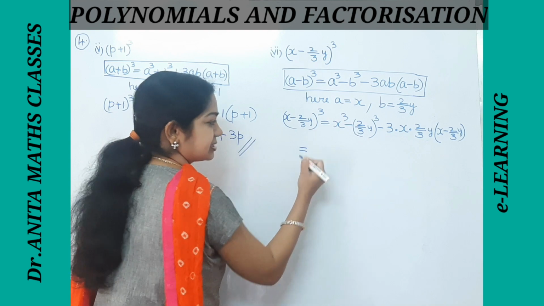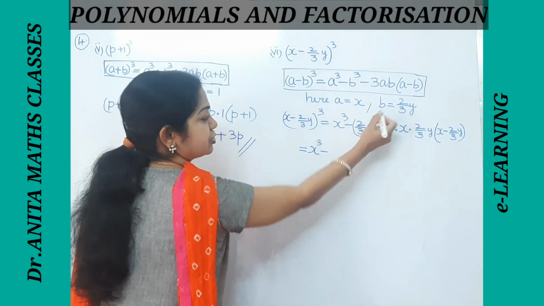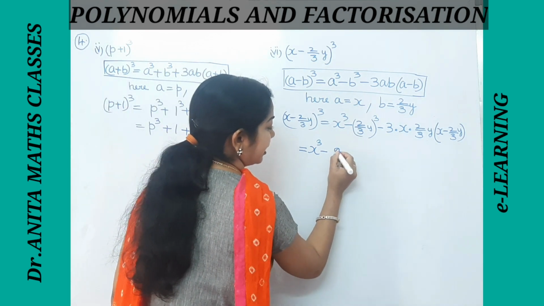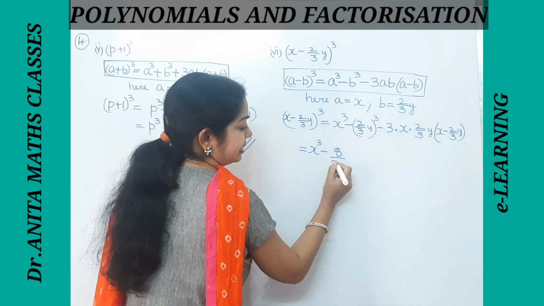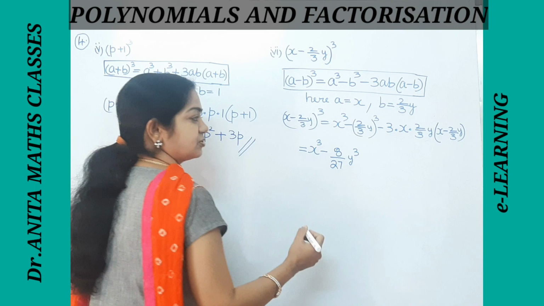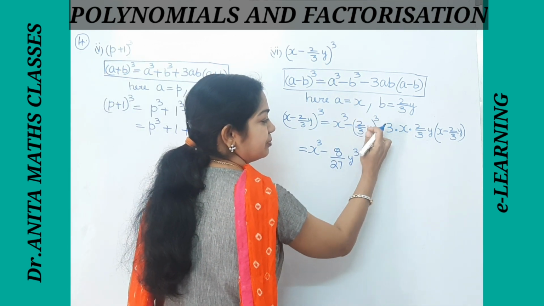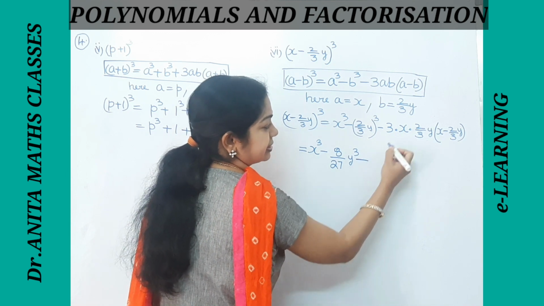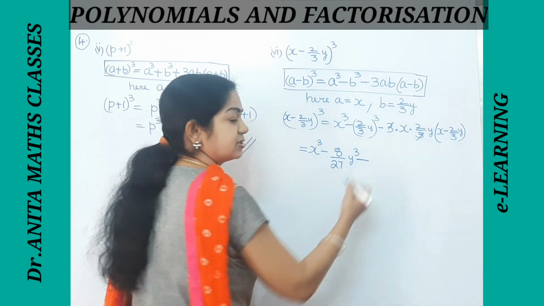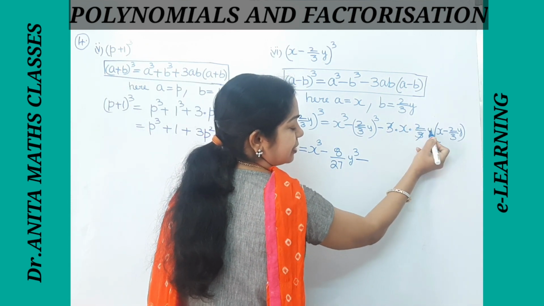In the next step we will open the brackets. x cube is x cube, minus 2 cube is 8. 2 twos are 4, 4 twos are 8. 8 by 3 cube is 27, 3 threes are 9, 9 threes are 27, y cube. So cubing all this, there are 2 cube, 3 cube and y cube. Now here minus. Here you can see that this is multiplication, so I can cancel off 3 and 3, and 2 into x y, 2xy again.